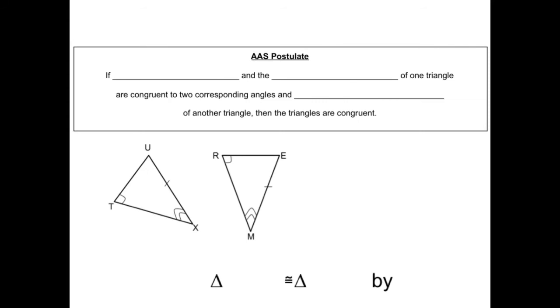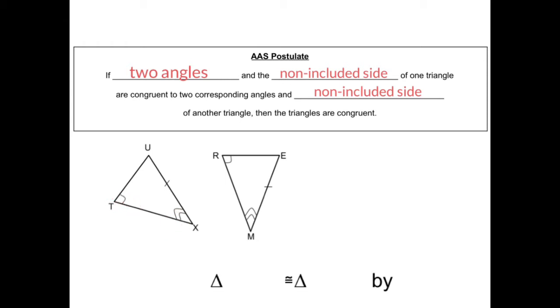Hopefully you're getting the hang of these congruence tests so far. This will be the fourth one that we're going to be talking about, and it's AAS. So this states that if two angles and the non-included side of one triangle are congruent to the two corresponding angles and the non-included side of another triangle, then the triangles are congruent. I was stressing the non part of it because this is the first postulate where we are looking at something that's not included. So let's take a look at this example down here.